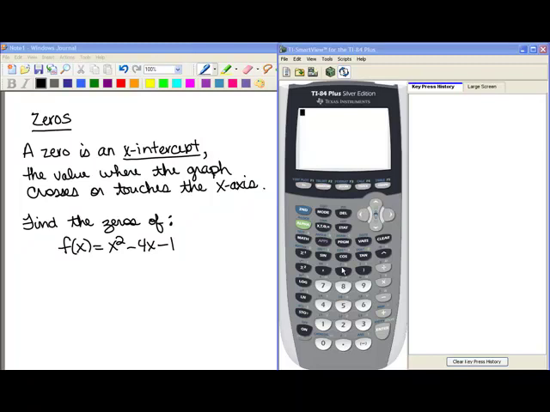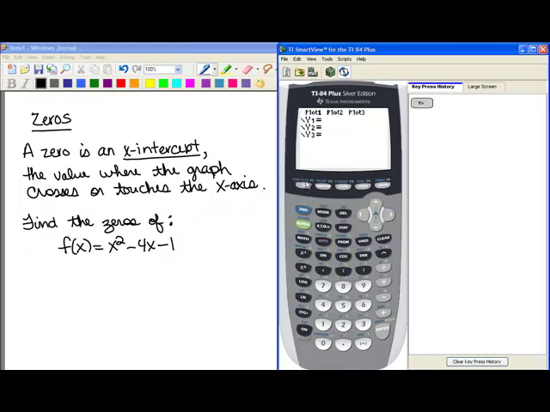In this video, we'll find zeros using the calculator. A zero is an x-intercept, or a value where the graph crosses or touches the x-axis. Let's suppose that we need to find the zeros of the function f of x equals x squared minus 4x minus 1. First, we'll need to graph it.